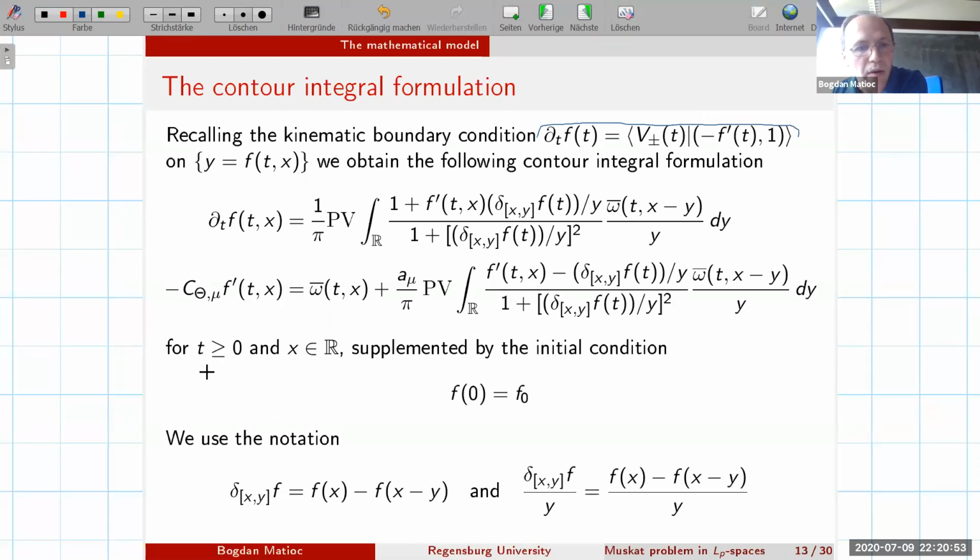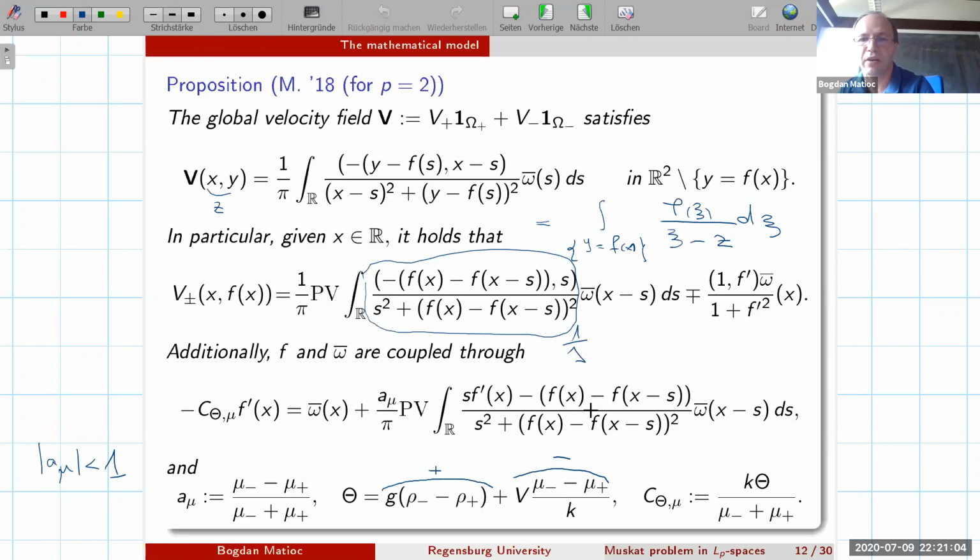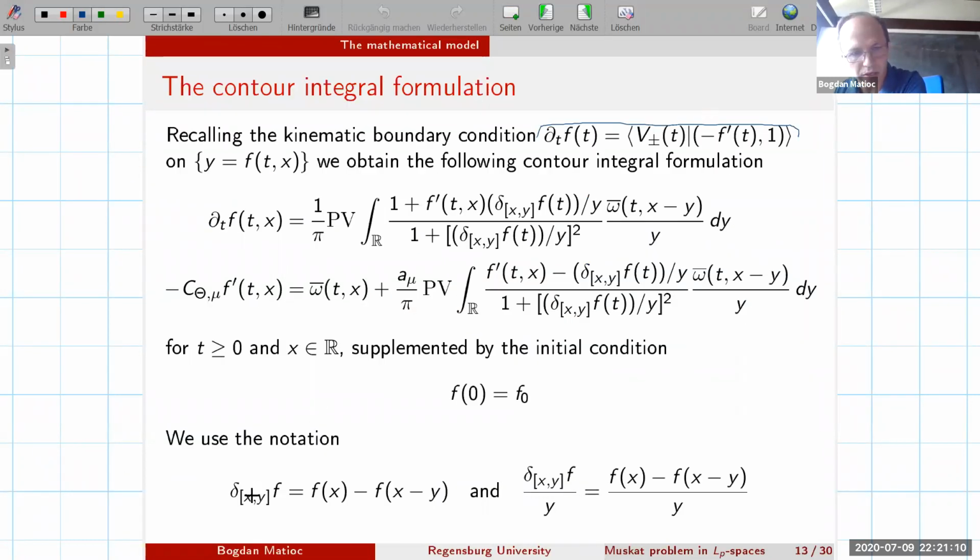An important observation: we use here a brief notation. On the previous slide, you have seen lots of terms, f of x minus f of x minus s, here, here, here, they appear all over. So we introduce a notation delta xyf, which is simply this difference, and then delta xyf always appears divided by y. This is how these differences appear here. This makes the formula more compact, and you can write them on one line.